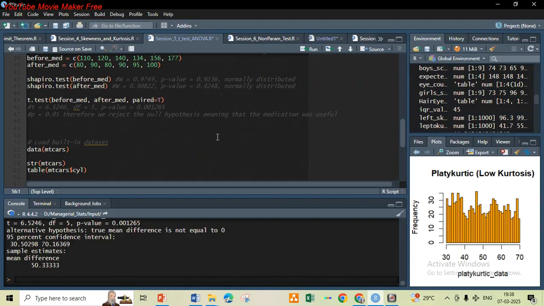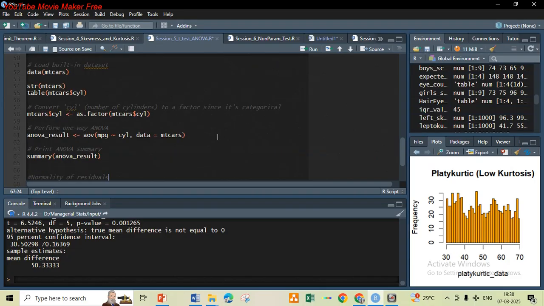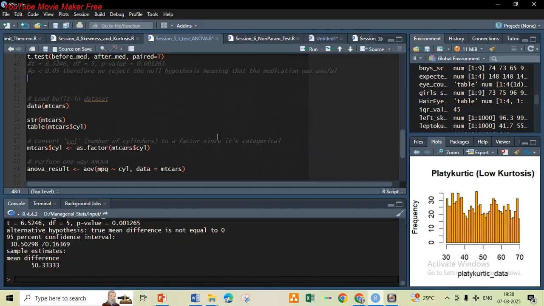In today's session, we will be talking about ANOVA, which is a continuation of parametric tests after the t-test. The full form of ANOVA is analysis of variances, and this test is used in place of the t-test when we want to compare the means across three or more groups.